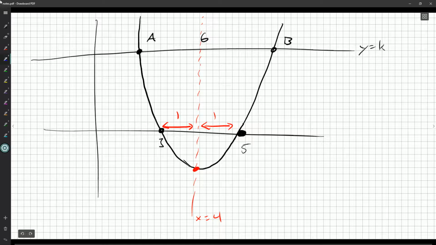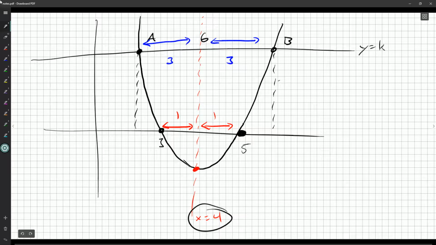Now, how does this help us with A and B? Well, the distance between A and B, because they're at the same height, is going to be the same distance from A to the axis as it is for B. And since we know the total length of AB, each of these is 3. And so we can work out the x-coordinate for A and for B. We know the middle runs right through x equals 4, so 3 to the left of that would be at 1, 3 to the right of that would be 7. And now we know the equation for the parabola, so we can work out this height, and that gets us the value of k.